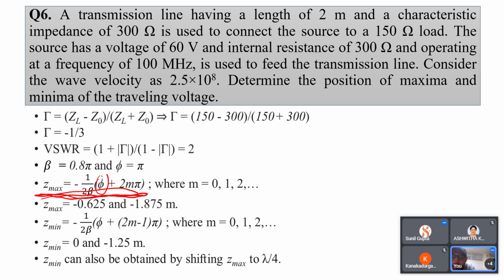So for that you have to find the value of beta and phi. For obtaining the value of phi, as you know, gamma is defined as (ZL minus Z naught) over (ZL plus Z naught). In this question ZL is 150 ohm and Z naught is 300 ohm. So by using this relation, you will get gamma equals minus 1 by 3. This represents that the magnitude is 1 by 3, whereas the phase is 180 degrees, or pi.